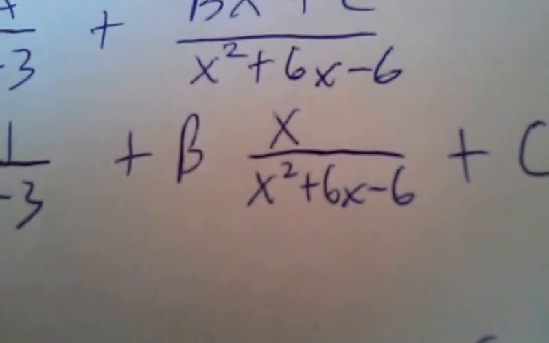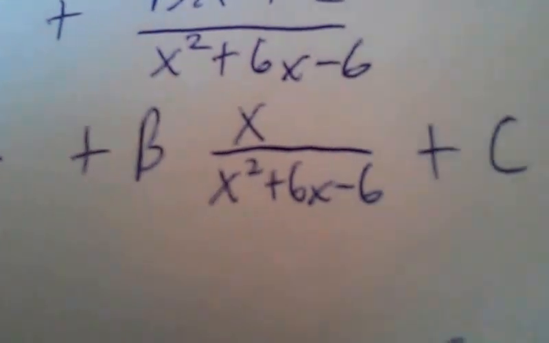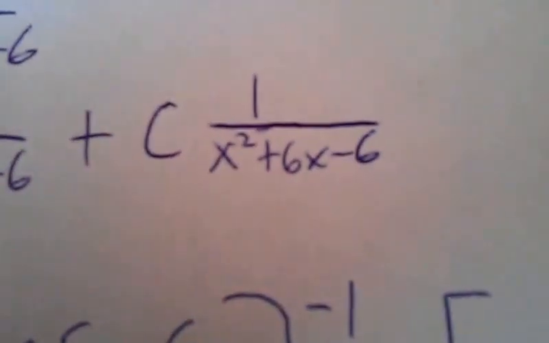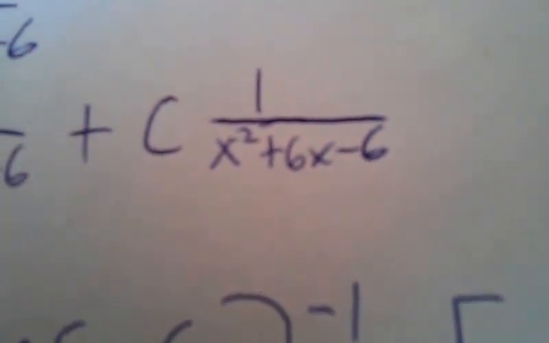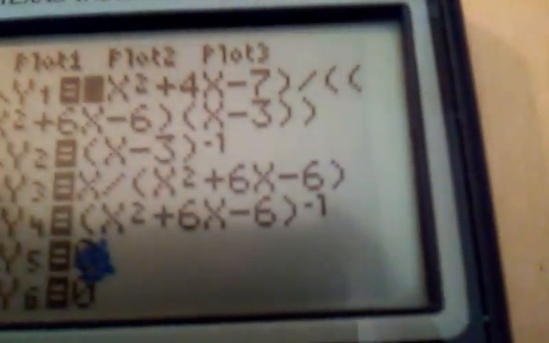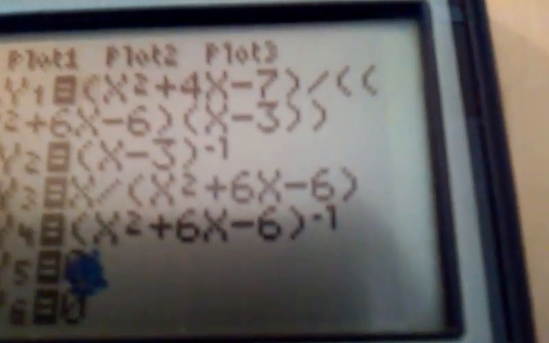Then you take the B expression, x over x squared plus 6x minus 6. You can see that in Y3. And then you take the C expression, which is 1 over x squared plus 6x minus 6, and you put that in Y4. So that's the same as x squared plus 6x minus 6 inverse.